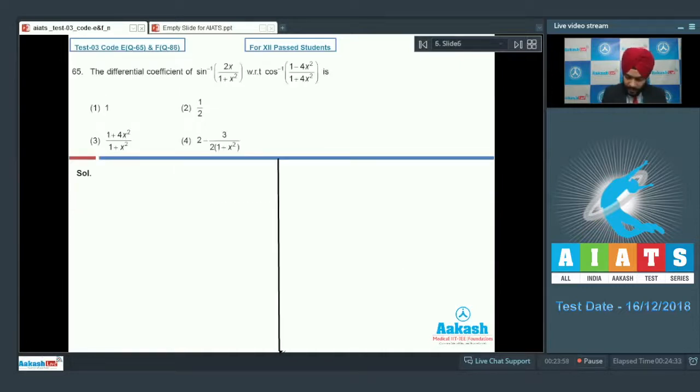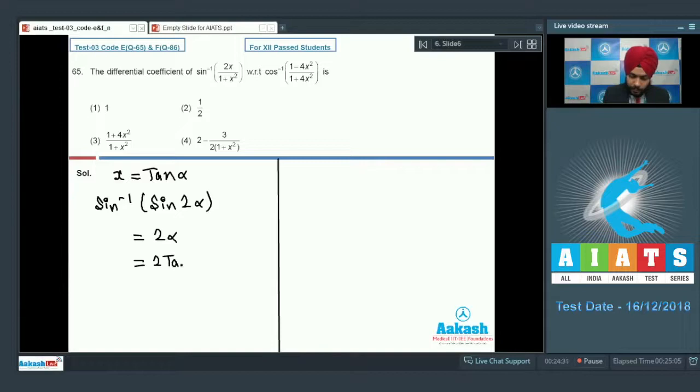Question number 65 says that the differential coefficient of sine inverse 2x upon 1 plus x square with respect to cos inverse 1 minus 4x square upon 1 plus 4x square. We'll have to use different substitution in both the cases, and we have to find d of sine inverse divided by d of cos inverse. So in the first term, I'm going to put x is equal to tan alpha, and this will be sine inverse of 2 tan alpha upon 1 plus tan square alpha, that is sine 2 alpha. So this is 2 alpha simply, and that is 2 tan inverse x.